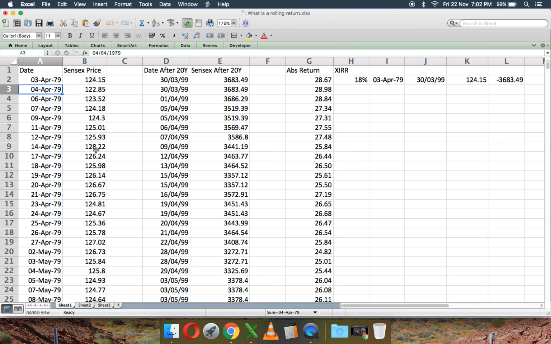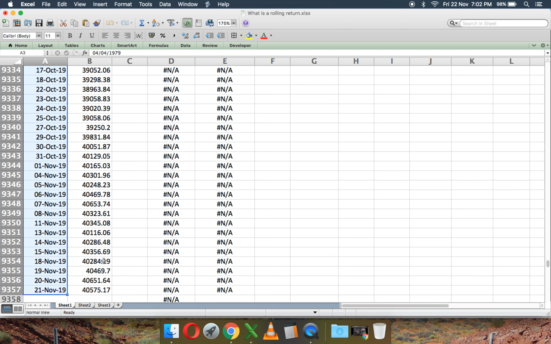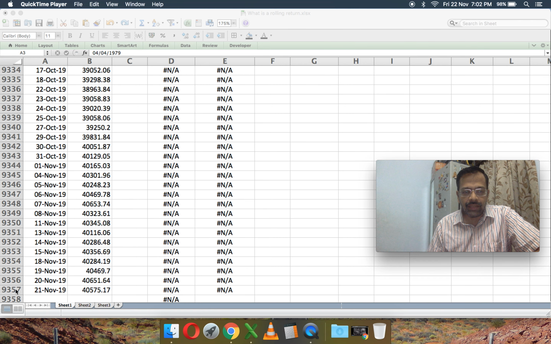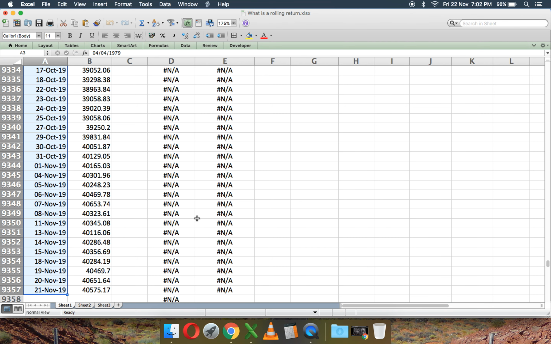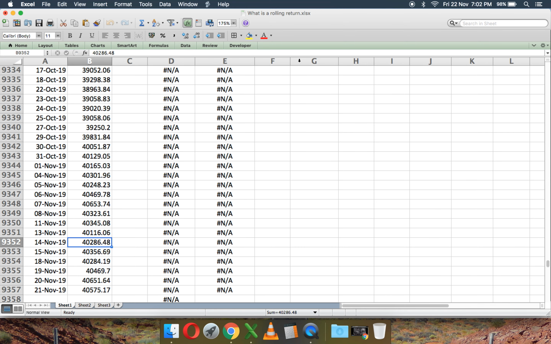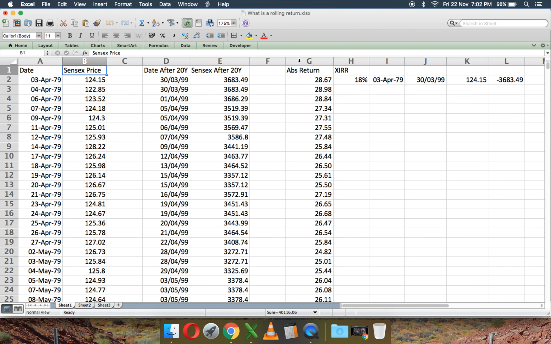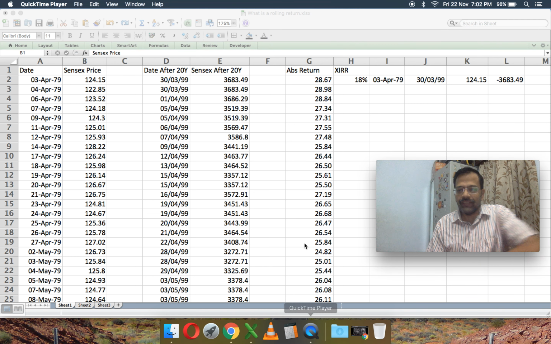Oops, I hate this on a Mac. I can never get used to the keys on a Mac. This has about 9,357 entries, and from these 9,000-odd entries, I have taken the entry which corresponds to 20 years after 3rd April 1979, and that is this, and that's the price.